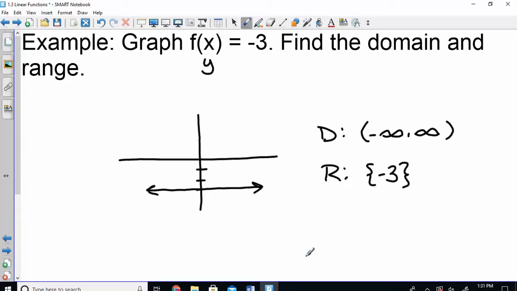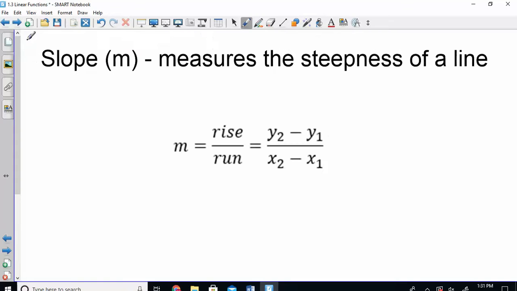All right, are we okay with graphing lines, domains, and ranges? Yeah. Okay, good. Next thing I want to talk a little more about is the slope. In our graphing, the slope is m, y equals mx plus b. Slope is just a measure of how steep the line is.